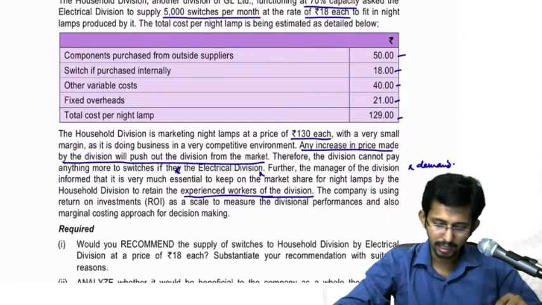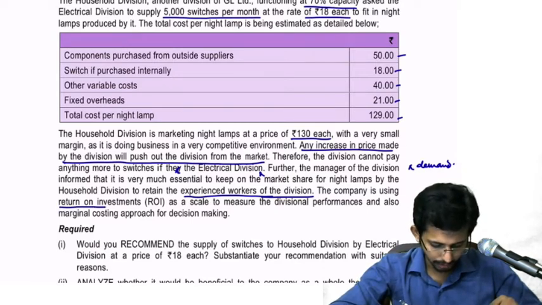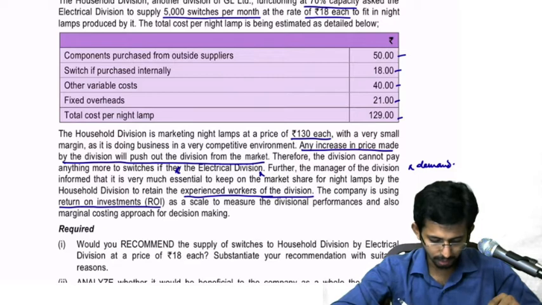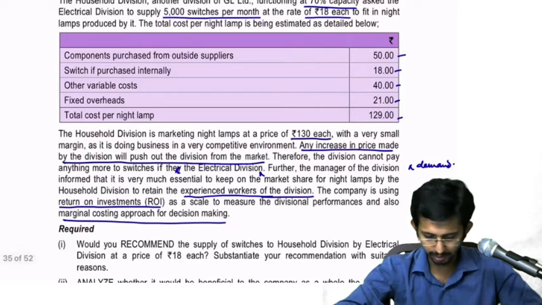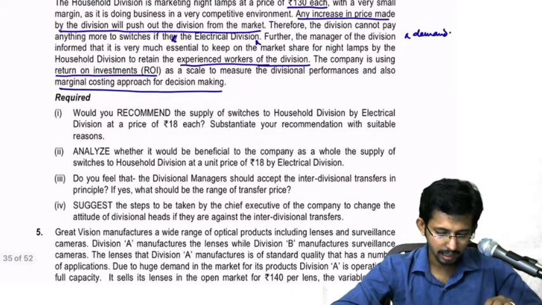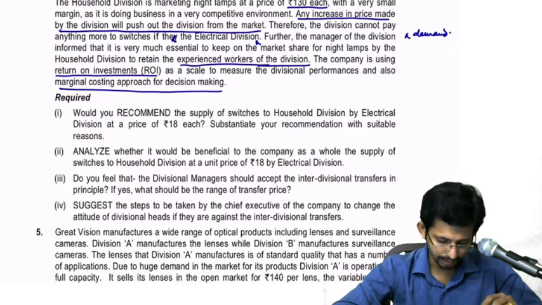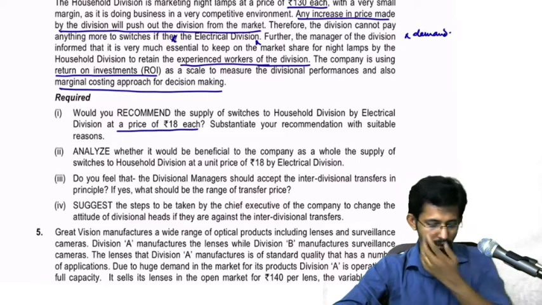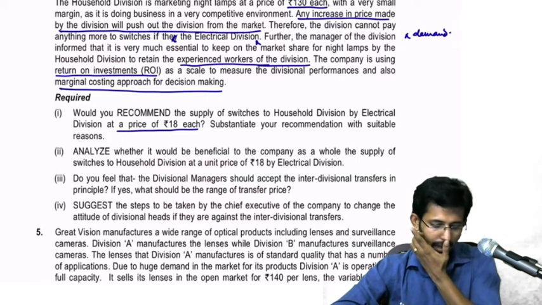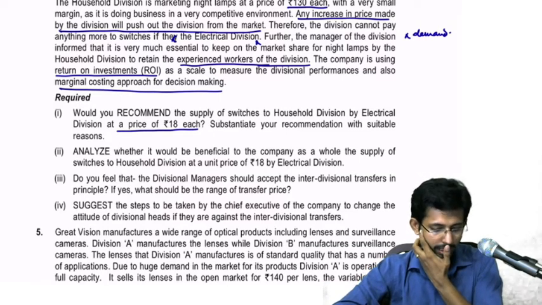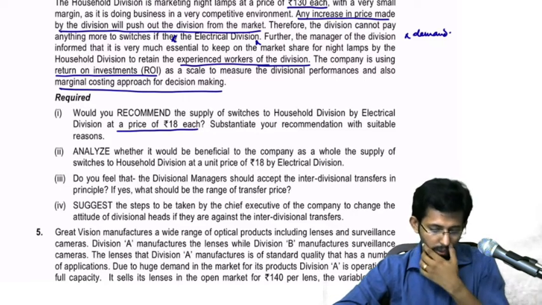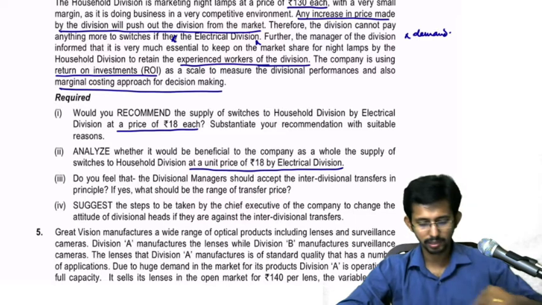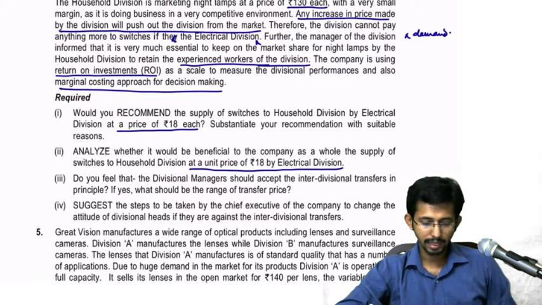That cannot be permitted. The company is using return on investments as a scale to measure the divisional performances and also marginal costing approach for decision making. Would you recommend the supply of switches to household division by electrical division at a price of rupees 18 each? Substantiate your recommendation with suitable reasons. Now analyze whether it would be beneficial to the company as a whole the supply of switches to household division at a unit price of rupees 18 by electrical division.